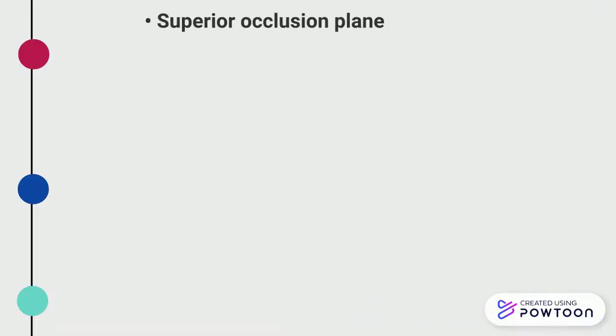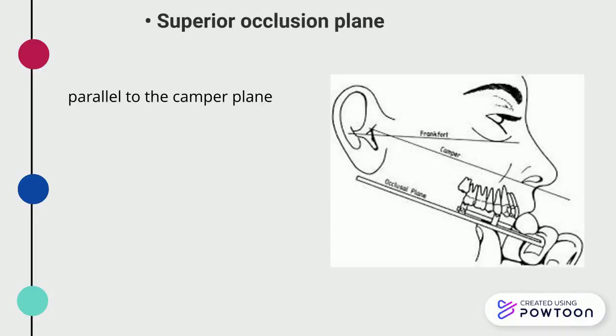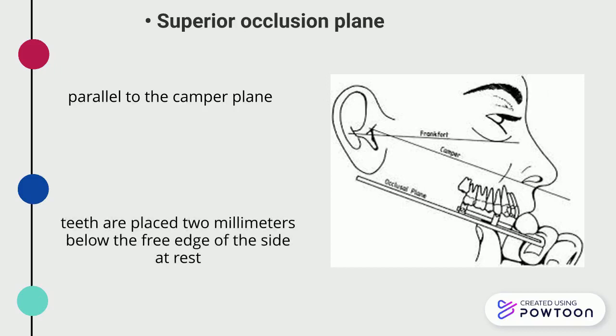Superior occlusion plane. It is a plane parallel to the Camper plane, which goes from the base of the nose to the tragus, that is the ear. In this plane of occlusion, the teeth are placed 2 mm below the free edge of the lip at rest.